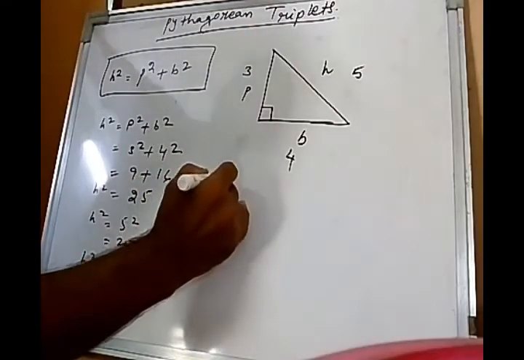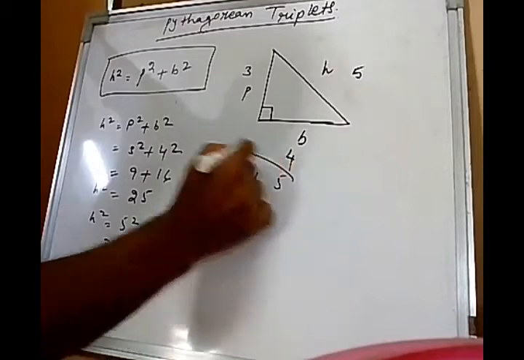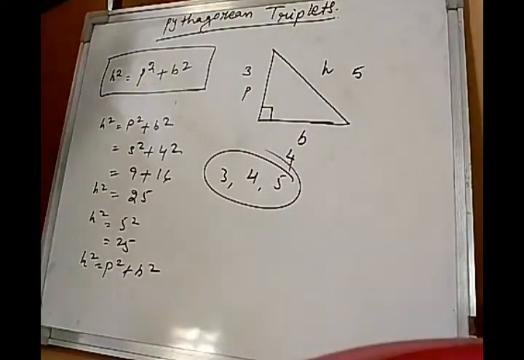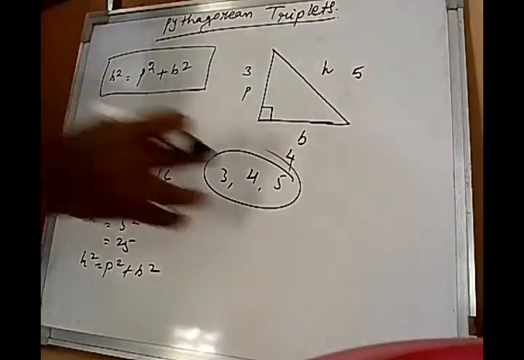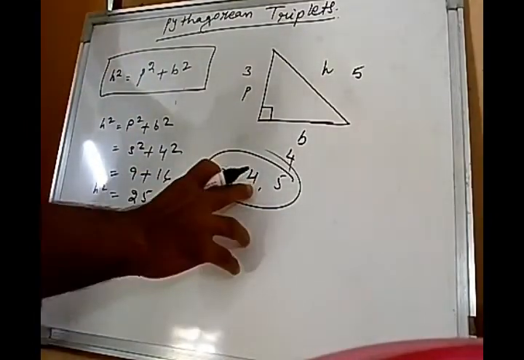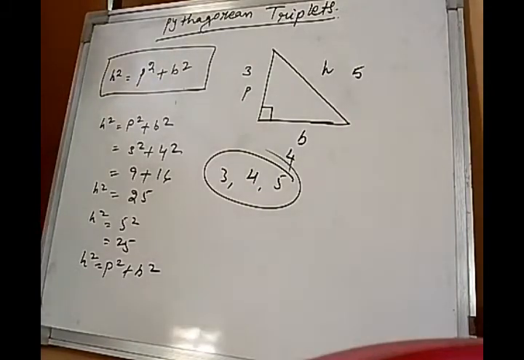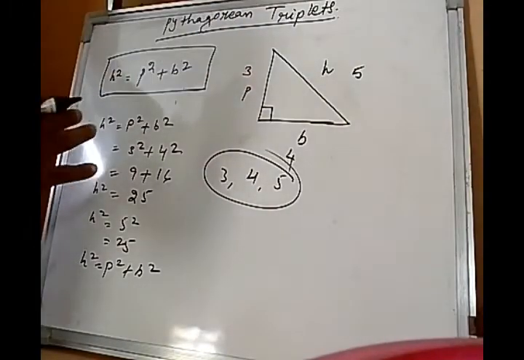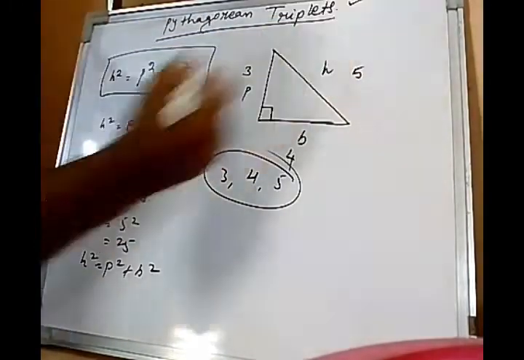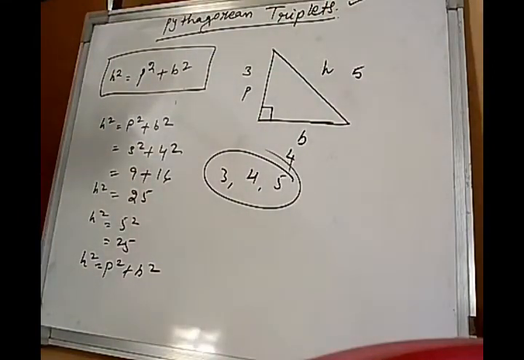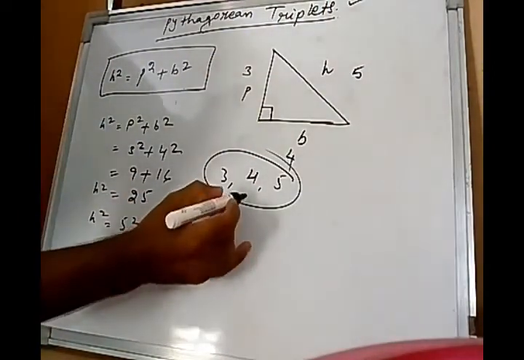So here 3, 4 and 5 are in the form of the Pythagoras theorem. That is, 5 is the hypotenuse, 4 is the base and 3 is the perpendicular. So now this is the Pythagoras theorem. Now we are going to study the Pythagorean triplets. What are Pythagorean triplets? Now look here.